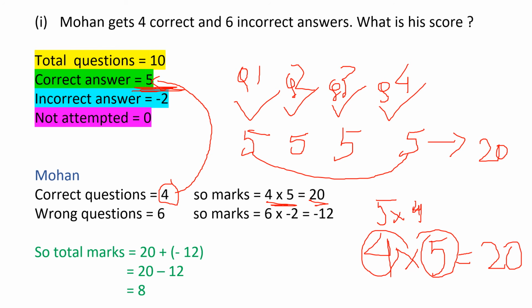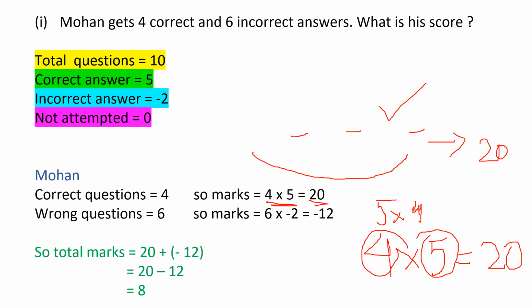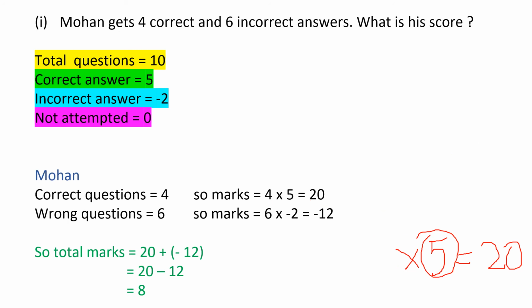Okay, in the same way he gets 6 wrong answers also. Now for one wrong answer, how many marks do you get? Look at the question. For one incorrect answer you get minus 2 marks. So for 6 incorrect answers, you get 6 times minus 2, so 6 into minus 2. That is minus 12. So for one correct answer you get 5 marks, for 4 correct answers you get 20 marks. For one wrong answer you get minus 2 marks, so for 6 incorrect answers, you get 6 into minus 2, minus 12 marks.